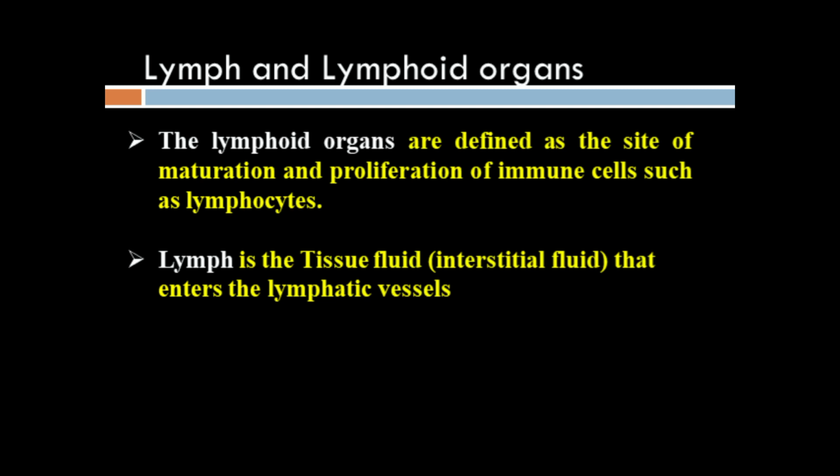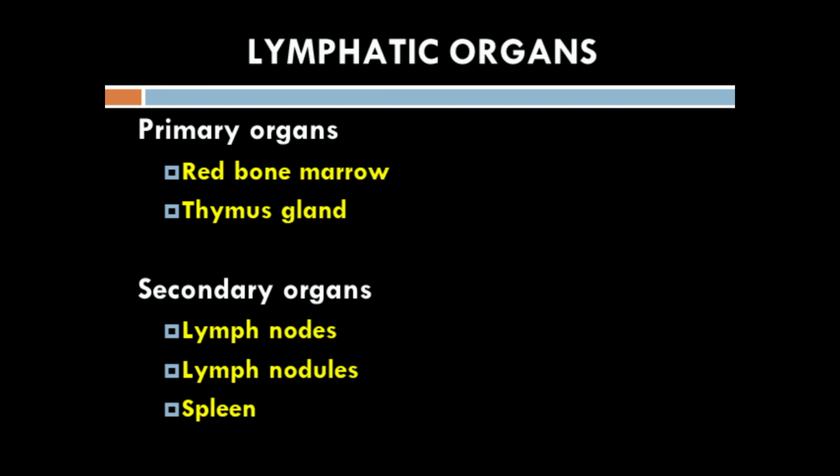So first we will see about lymph. Lymph is the tissue fluid, that is interstitial fluid, that enters the lymphatic vessel. Then the second one is the lymphoid organ. Lymphoid organs are defined as the site of maturation and proliferation of immune cells such as lymphocytes. All the lymphocytes proliferate and mature in these particular organs. Then the lymphoid organs we studied already, primary and secondary. The primary are the bone marrow and thymus, and the secondary are lymph nodes, lymph nodules, and spleen.